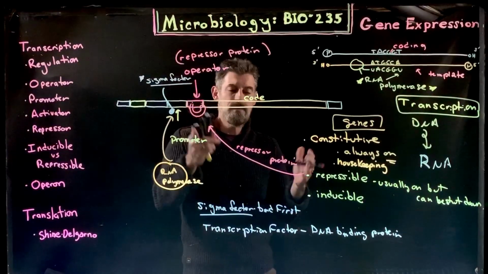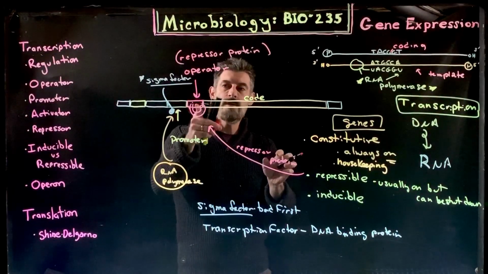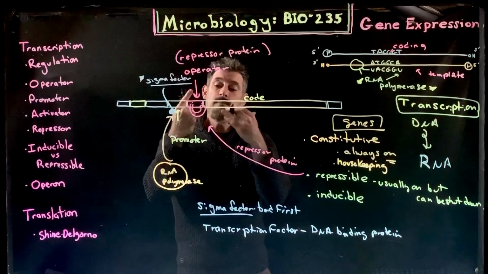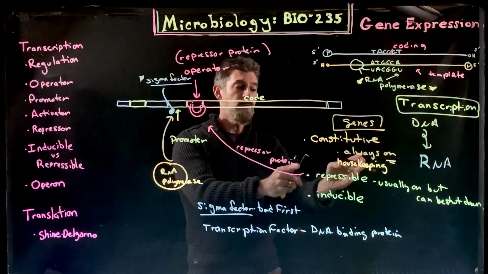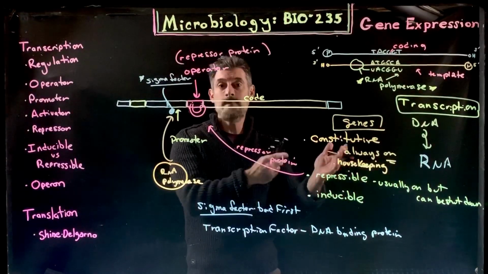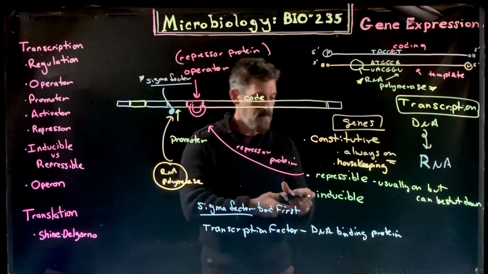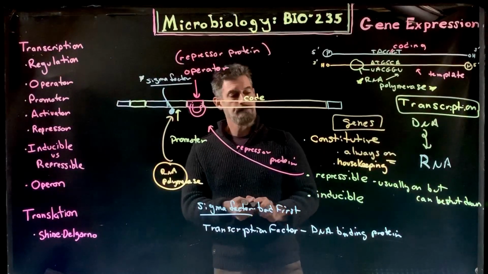So these are the things that you need to know. A repressor protein binds to a region of the DNA called the operator, and that will then prevent the RNA polymerase from being able to read it. That type of gene is called a repressible gene, one that can be shut off if the cell wants it to or needs it to at a certain point in time.